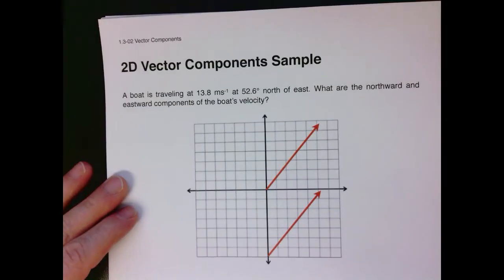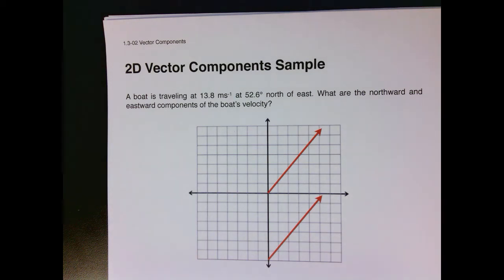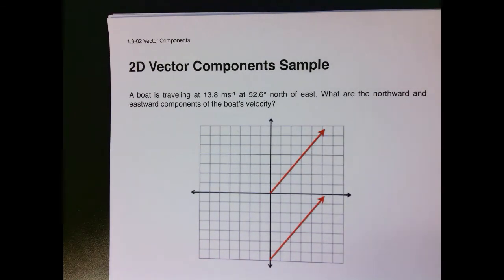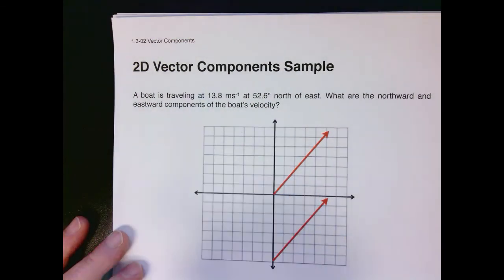So let's take a sample type question that we would view. Two-dimensional vector components. Now, a one-dimensional vector, it doesn't make sense to have components because it's already in only one direction. So by definition, there would be no components of one-dimensional vectors. So in this case, we have a two-dimensional vector.